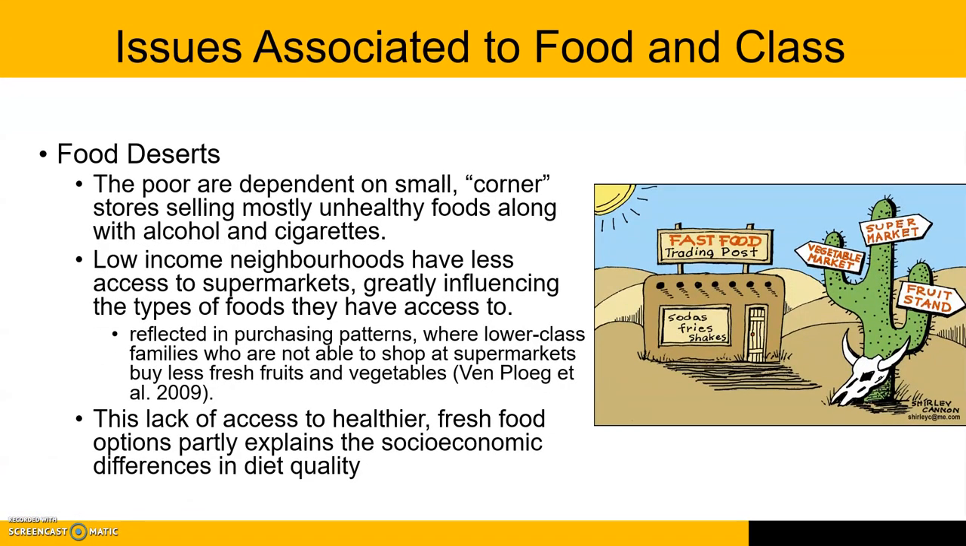And the poor are dependent on small corner stores that sell most unhealthy food along with alcohol and also cigarettes. In the US, they found that the low-income neighborhoods have less access to supermarket and greatly influence the type of food they have access to. This actually will reflect in terms of their purchasing patterns, where the lower class family who are not able to shop at supermarket will buy less fresh fruits and vegetables. And this lack of access to healthier fresh food options orang kata explain the socio-economic differences in diet quality.